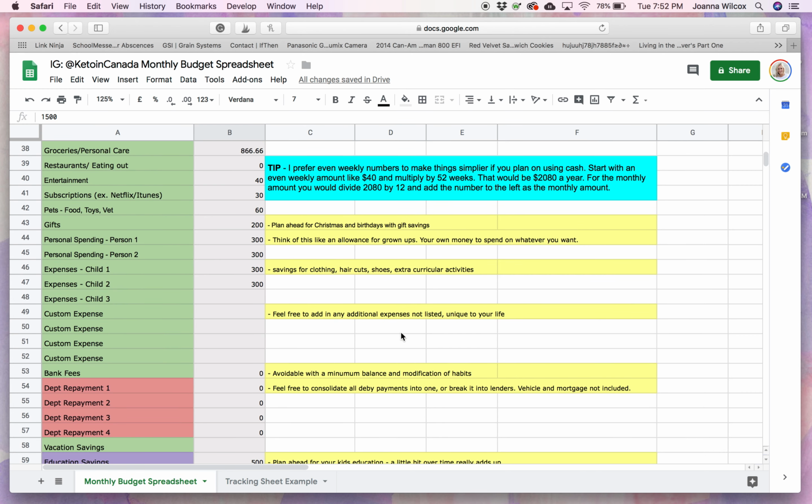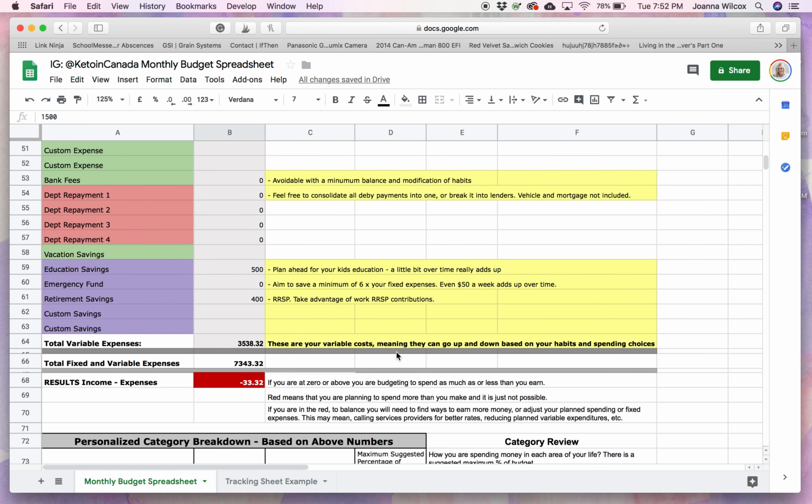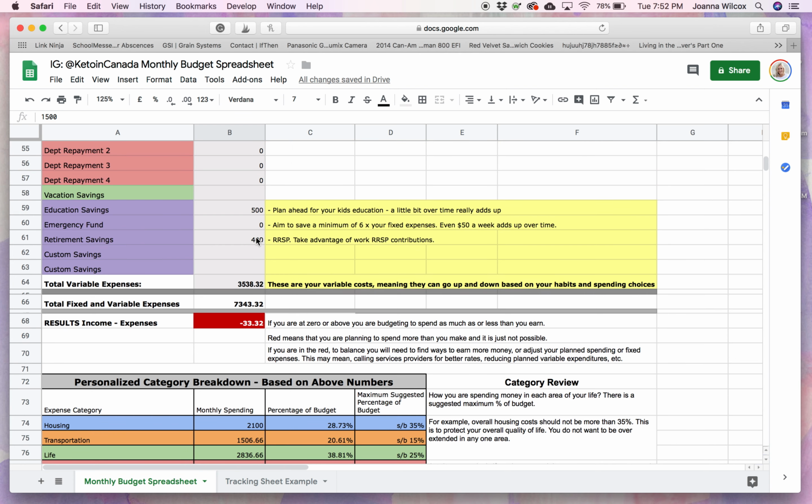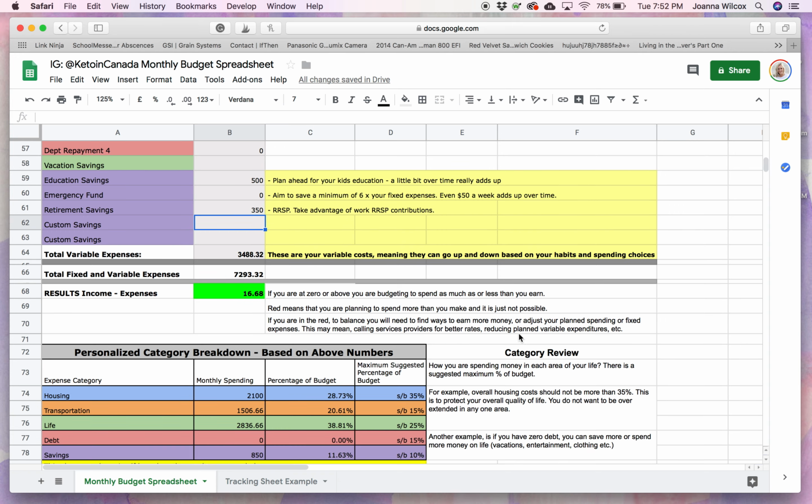Reminder, this is all notes here, so anything in the yellow is a note, and you want this to be green, so let's just cut our retirement out again. Okay, woo, we're in the green.